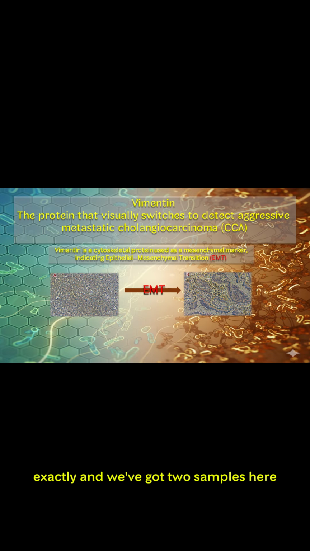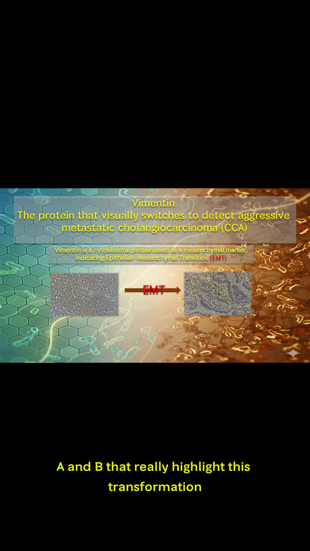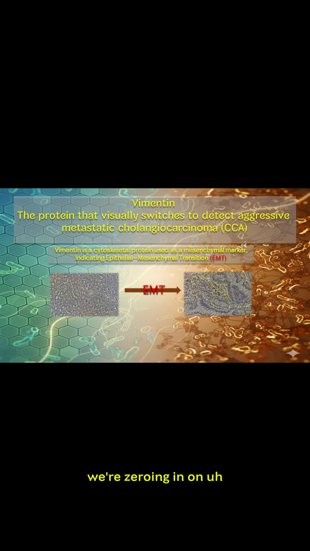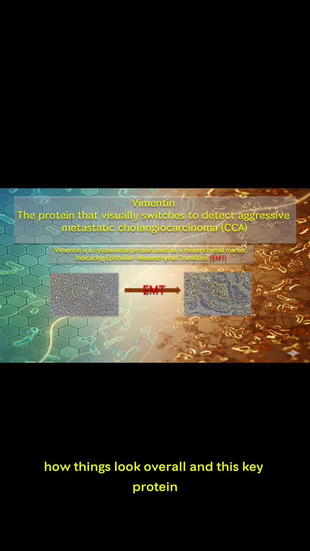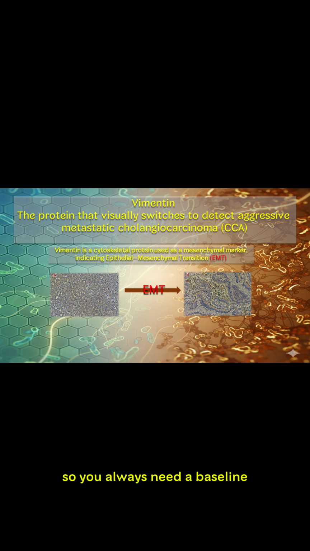Exactly. And we've got two samples here, A and B, that really highlight this transformation. We're zeroing in on two main things: the cell architecture, how things look overall, and this key protein, vimentin. Right, so you always need a baseline. Let's start with tissue A, the normal one. Looking at the images, it seems pretty, well, uniform. Kind of like standard liver tissue structure.